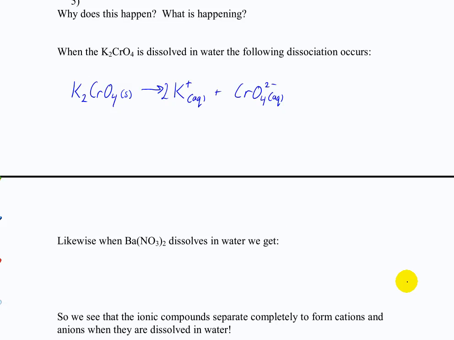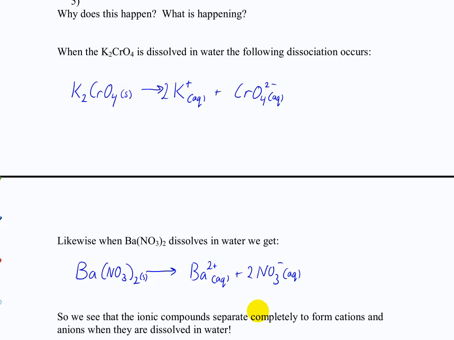Same thing with barium nitrate. Barium nitrate, that's a solid, dissociates in water to form barium ions and nitrate ions. Two of them.